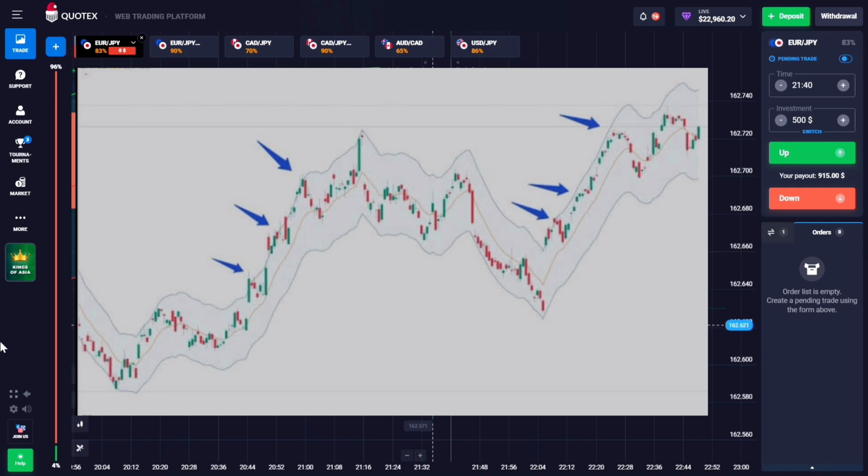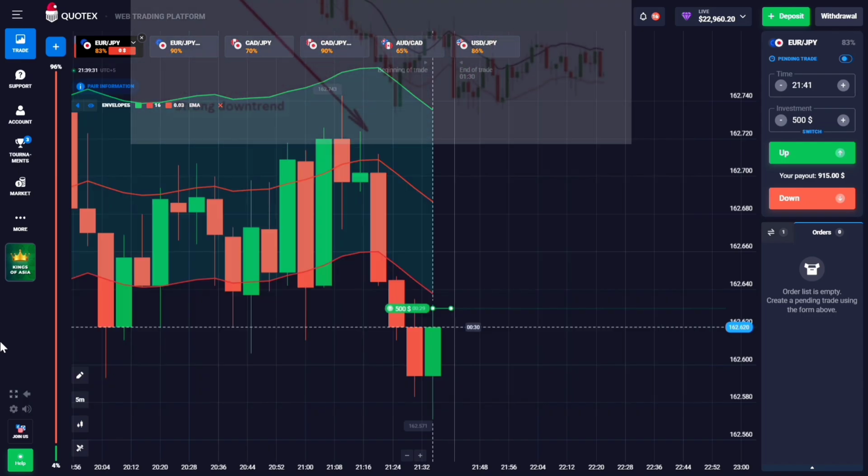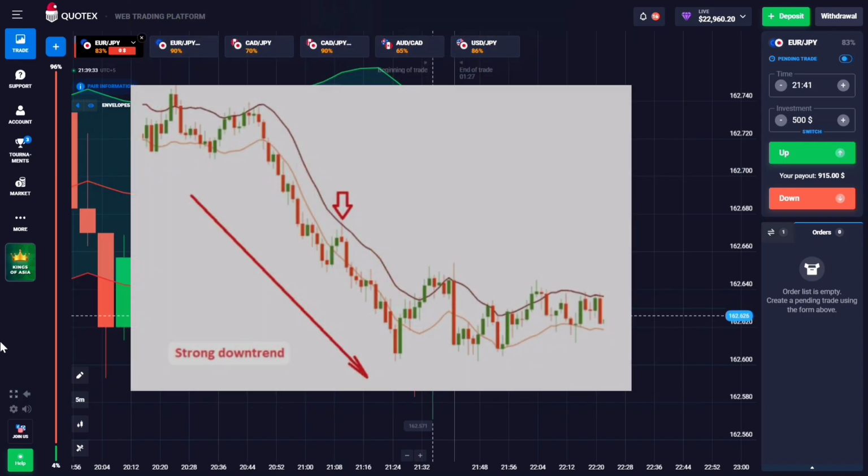Support and resistance zones. The bands often act as dynamic support and resistance levels. Breakout signals. A price move outside the envelope may signal a potential breakout.